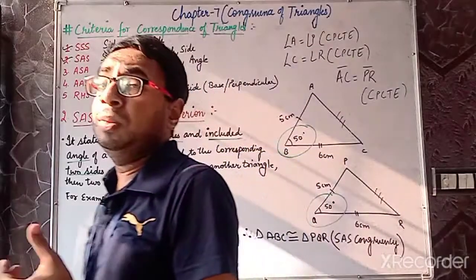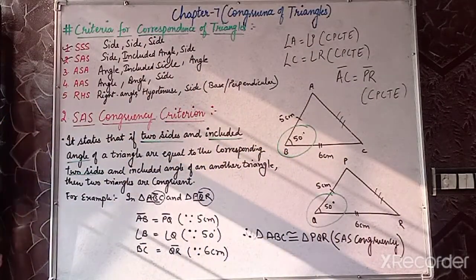In the next video, we will be doing the next three congruency rules: ASA, AAS and RHS.